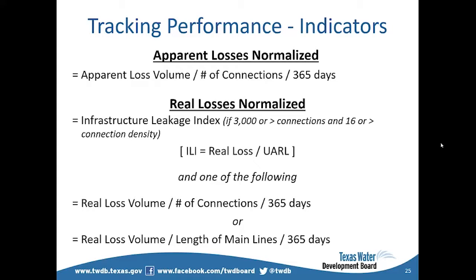So we're using apparent loss per connection per day. All systems use the same. Infrastructure leakage index only for those larger systems, but it is the preferred method for tracking water real losses, the leakage in the system. And then also real loss per connection per day or real loss per mile per day.